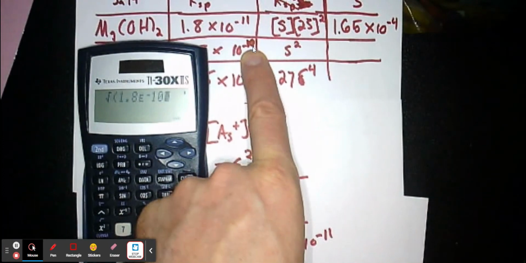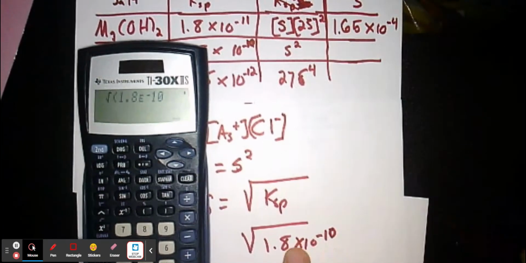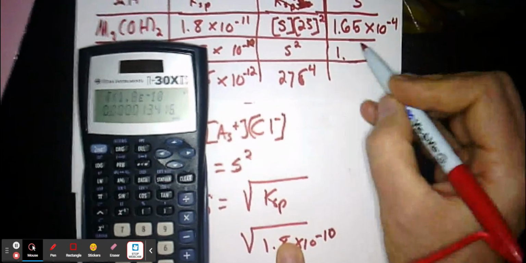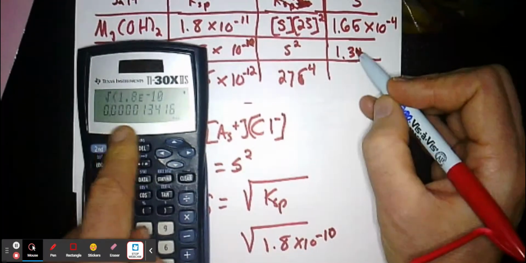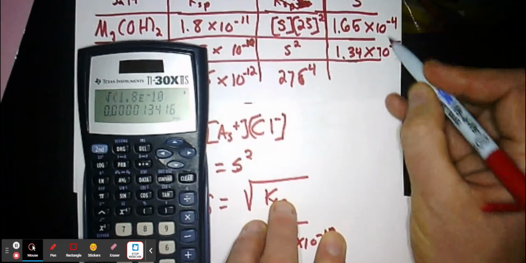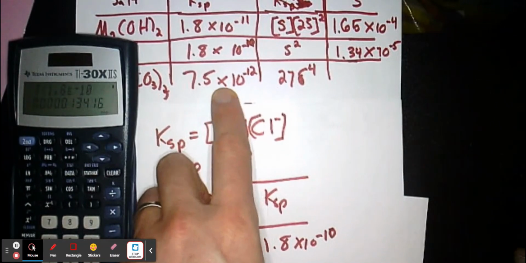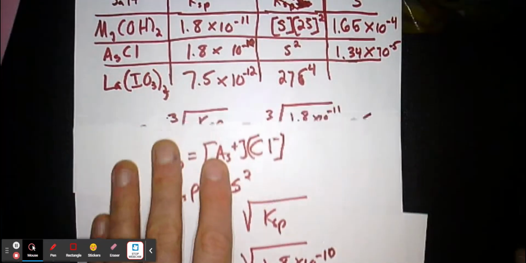I just caught a mistake. I noticed I had written the same solubility product when I was typing this into the calculator. This one should be e to the negative 10th. So that's going to change it down here to taking the square root of e to the negative 10th. So I get 1.34 times 10 to the negative 5th. That's my molar solubility.